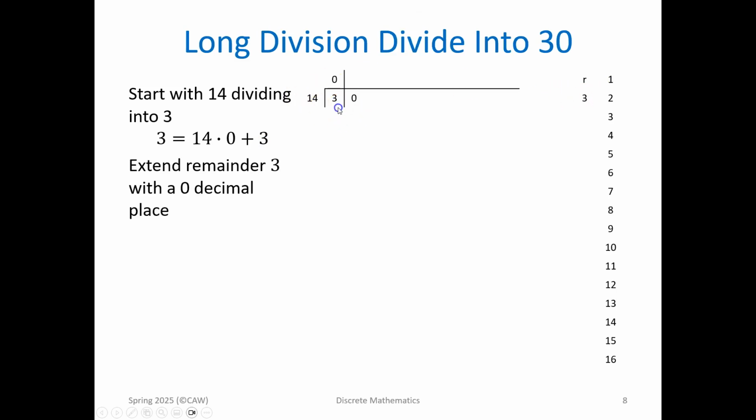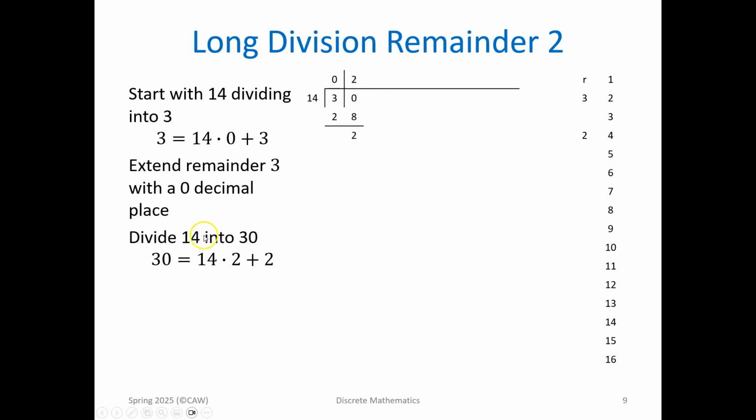Now we're going to continue in the ways of long division, and we're going to extend the remainder with a 0 decimal place. You can see that up here I have 3 and then a 0, so I now have a 30. And I'm going to divide the 14 into the 30. So we couldn't divide into 3. I'm going to try and divide it into 30, and it will work.